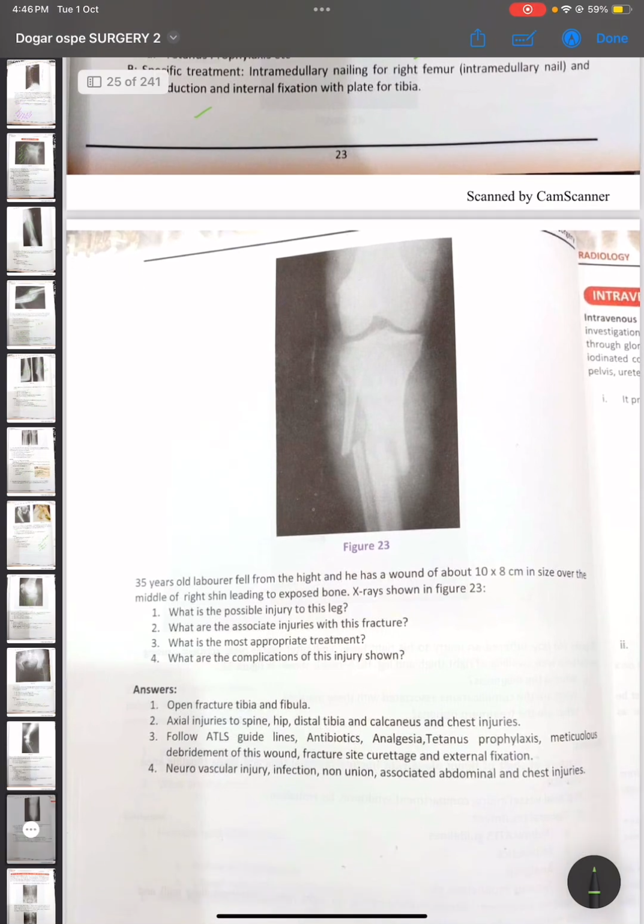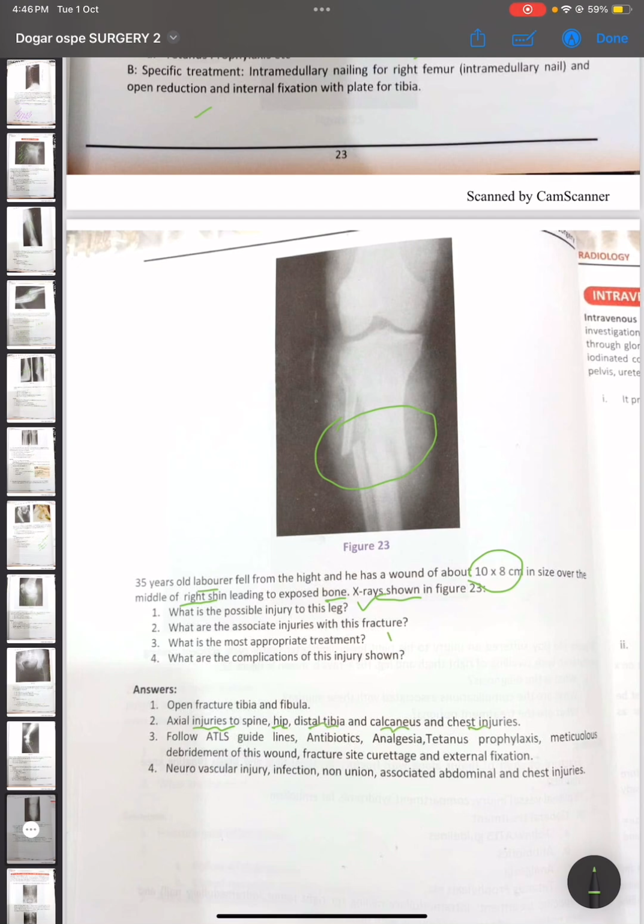Last one in orthopedic trauma: a 35 years old laborer fell from a height and he has a wound of about 10 by X centimeter in size over the middle of the right shin, leading to exposed bone. X-ray is shown in the figure. What is the possible injury to his leg? Here we can see there is a fracture of tibia and fibula. What are the associated injuries with this fracture? Axial injuries to spine, hip, distal tibia and calcaneus, and chest injuries.